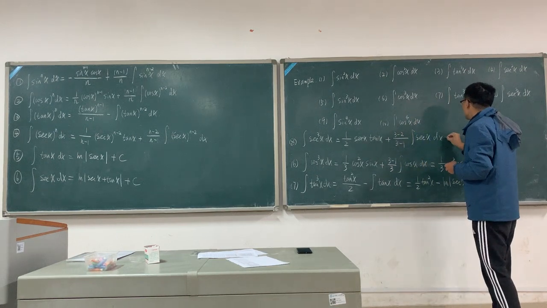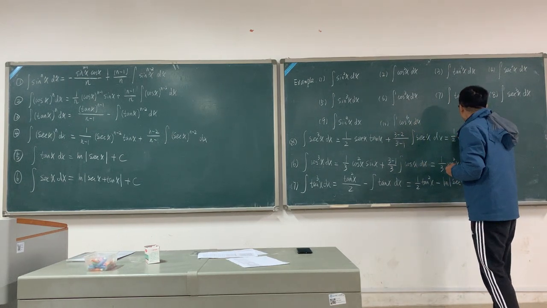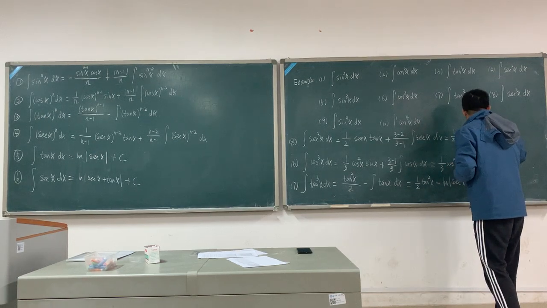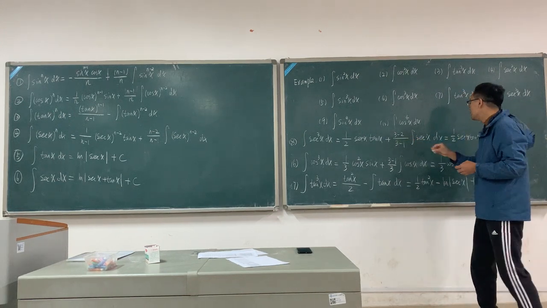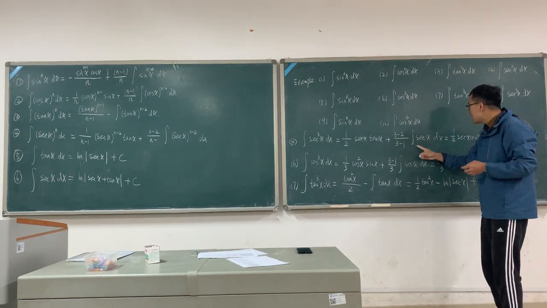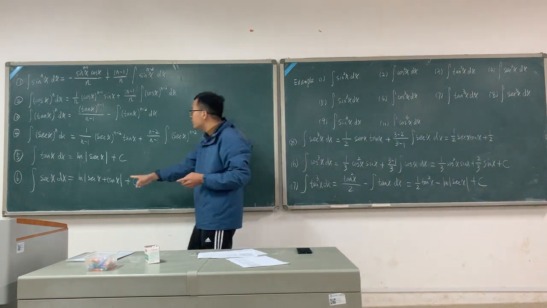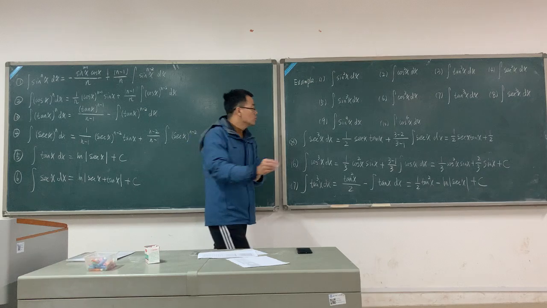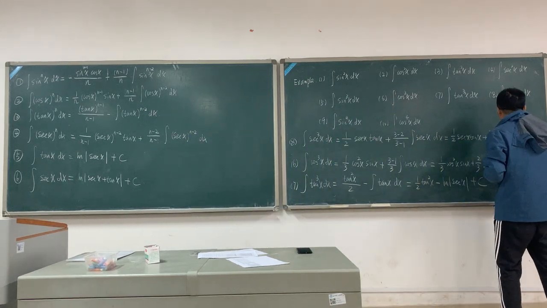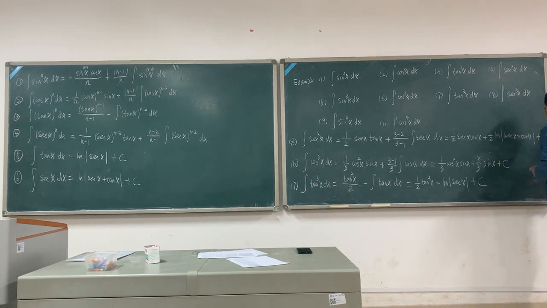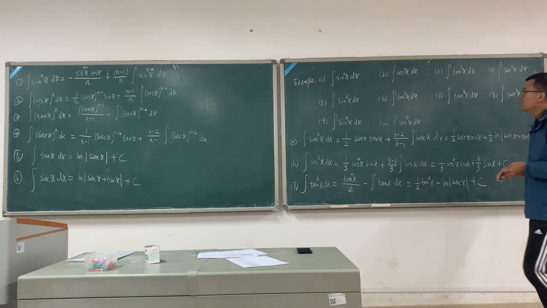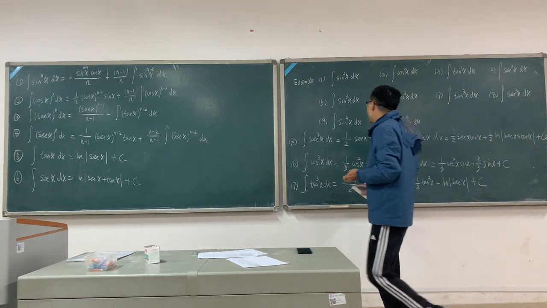So the result should be 1/2 secant x tangent x, plus 3 minus 2, so 1 by 2, half the antiderivative of secant x. The antiderivative of secant x is ln absolute value of secant x plus tangent x, plus a constant c. So this is the result for number 8. What about number 9 and number 10?